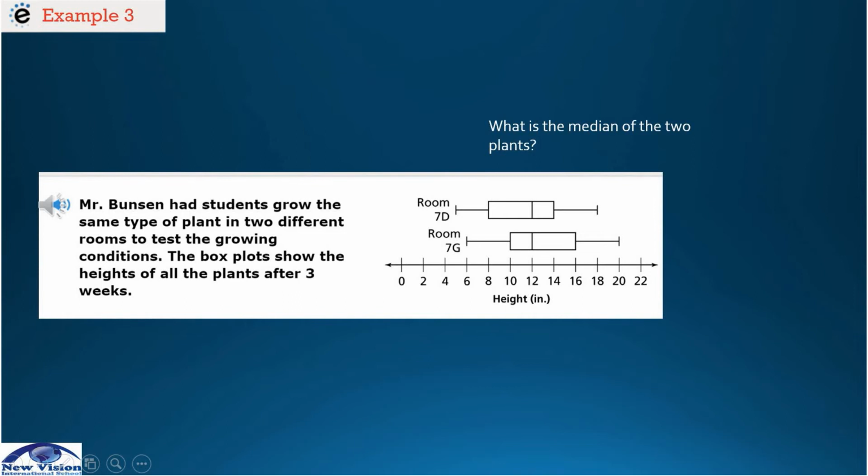Mr. Bunsen had students grow the same type of plant in 2 different rooms to test the growing conditions. The box plots show the heights of all the plants after 3 weeks. These are the box plots now, room 7D and room 7G, the plants in there. What is the median of the 2 plants? Considering the line in the middle, here and also here, their median is at 12.